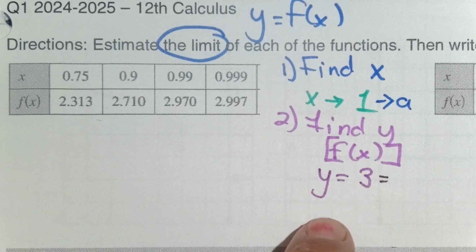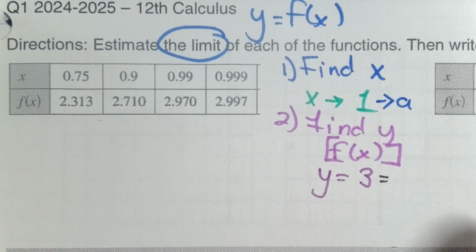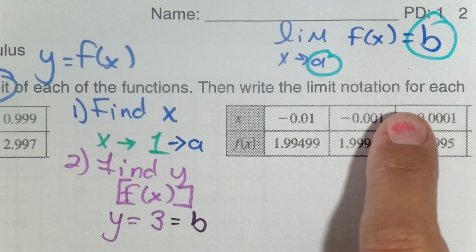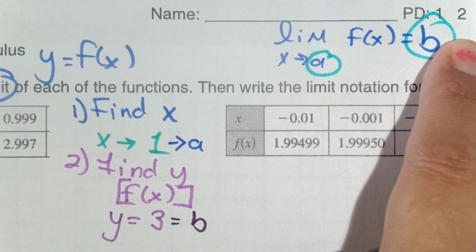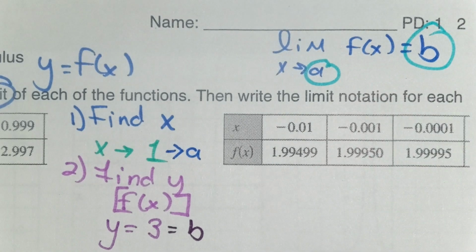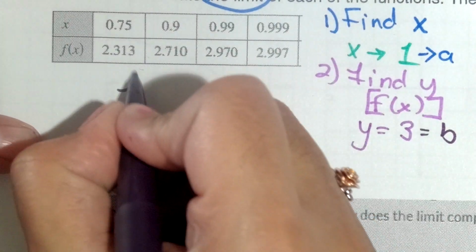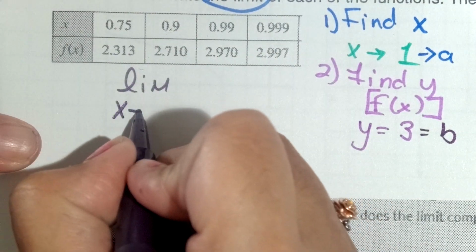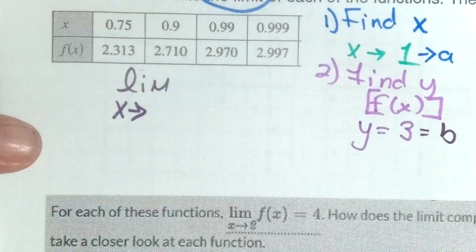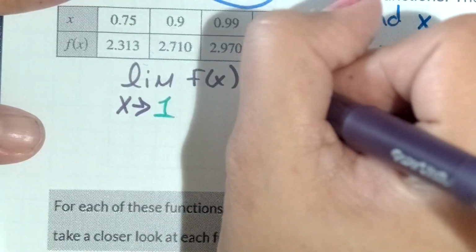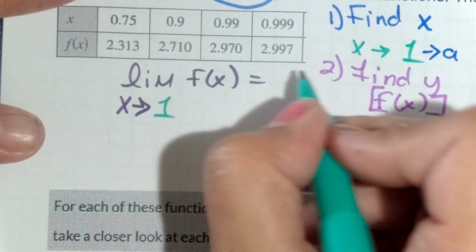What letter is this going to stand for? B. Very good. How do we know that? Yeah, because it says f of x is equal to b. Questions? So far, so good? Okay, so now we're going to write it. The limit as x approaches what? 1 of f of x is equal to what? 3.